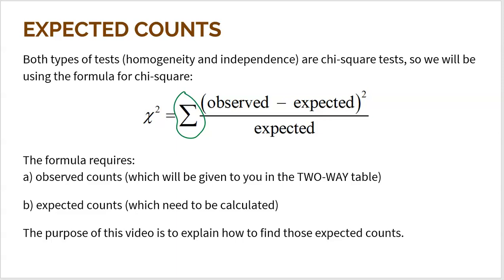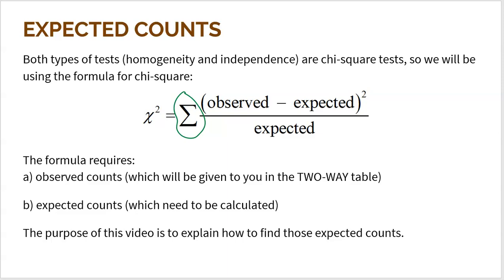So this formula does require the observed counts, which you will see in a two-way table. In all these problems that we're going to talk about, you're going to be given a two-way table. So those are all your observed counts. What you need to do is find the expected counts. The expected counts will need to be calculated, and that's the whole purpose of this video. This topic 8.4 is really how to find expected counts in a two-way table.